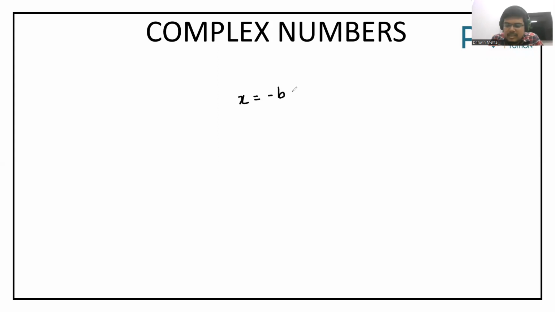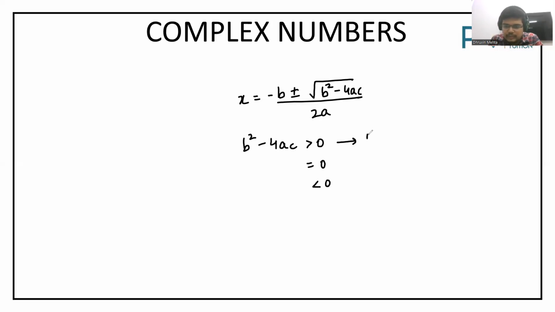Do you remember minus b plus minus square root of b square minus 4ac upon 2a? And along with this, there were some conditions. If you remember, we had conditions b square minus 4ac greater than 0, equal to 0, less than 0. If b square minus 4ac is greater than 0, then the roots are real and unequal.